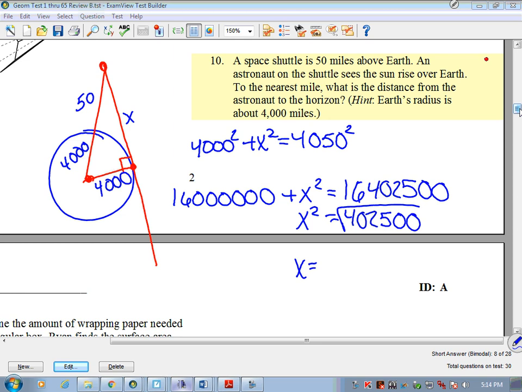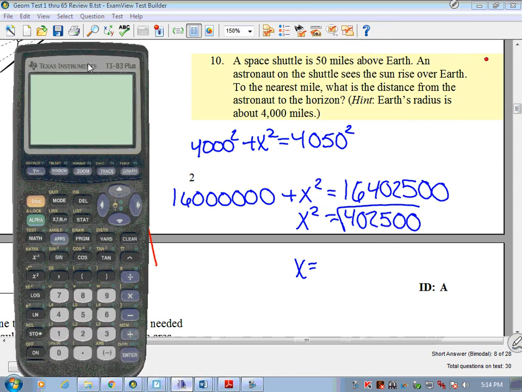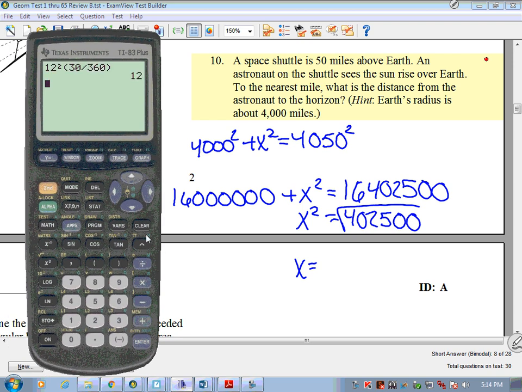If we want to find out how far that astronaut is from where that sun comes up, we're taking our square root. Let me pull it up so you can see it. Clear that out. Square root of 402,500. We should get 634 miles, which I think is exactly what they're looking for. Check my answer key just to make sure I'm on the right track. 634 miles is their answer.